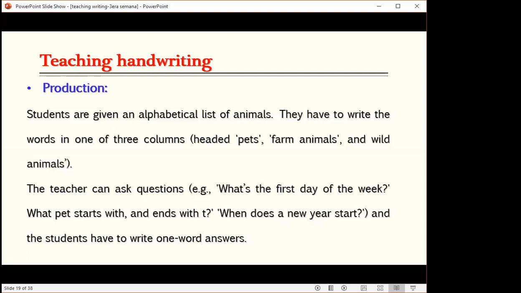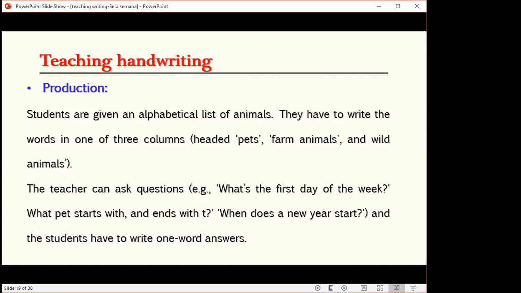No? So here you can ask questions, no? What's the first day of the week? What pet starts with and ends with ta? When does a new year start? No, it depends on the vocabulary that you're using. And the students have to write 1 word answers.